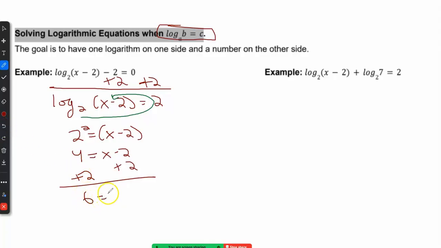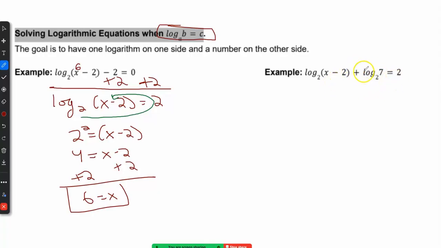So I have 6 equals x. If I double check that, if I put that in here, 6 minus 2, I'm still good to go. This would be positive. Remember, the argument, or inside the log, has to be positive. Same idea here. I want to get log equals a number.